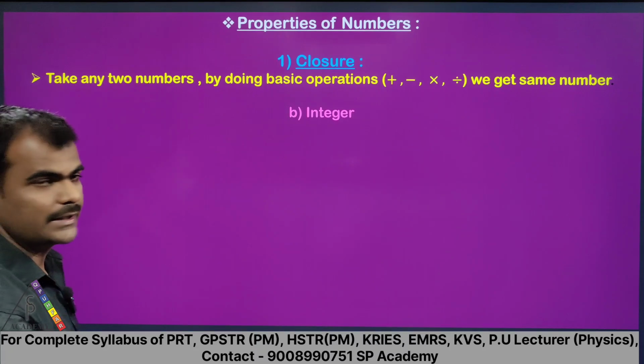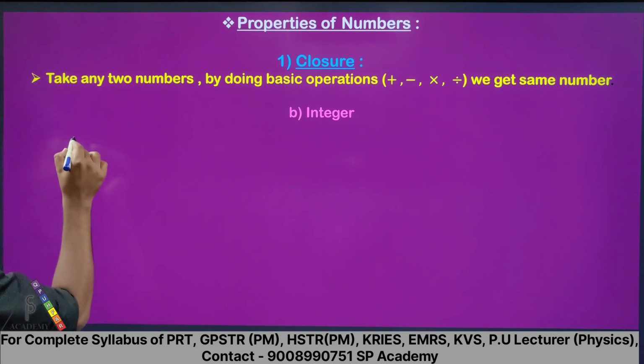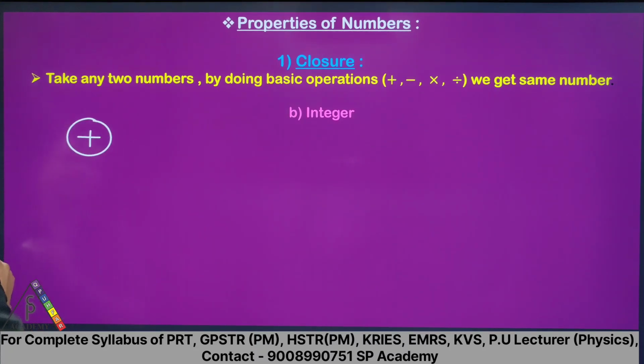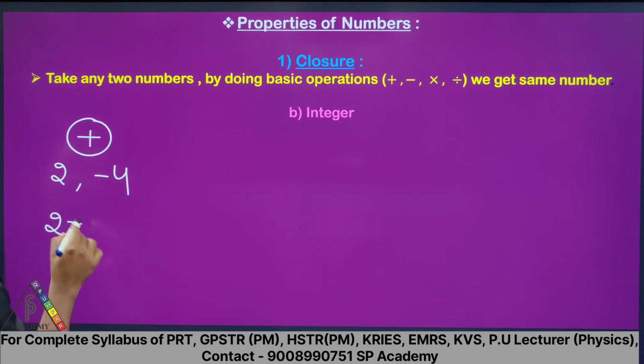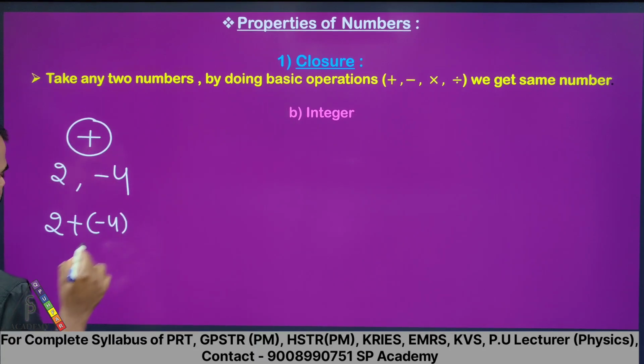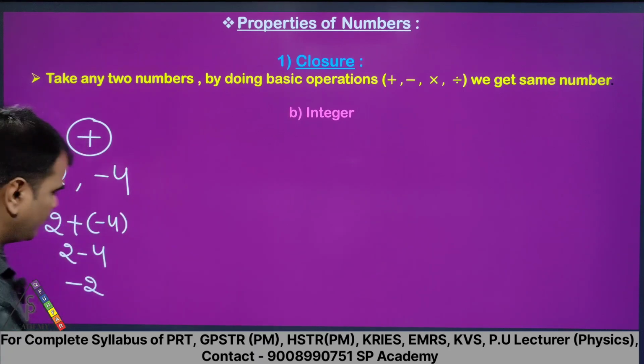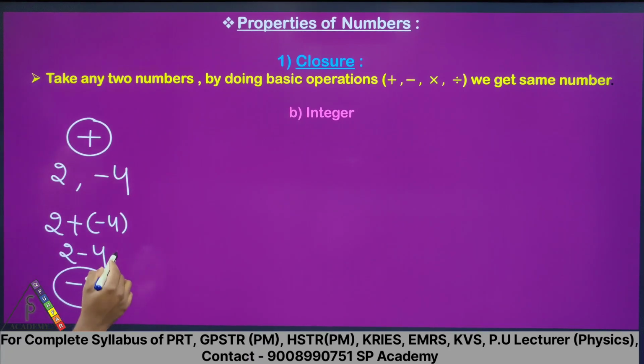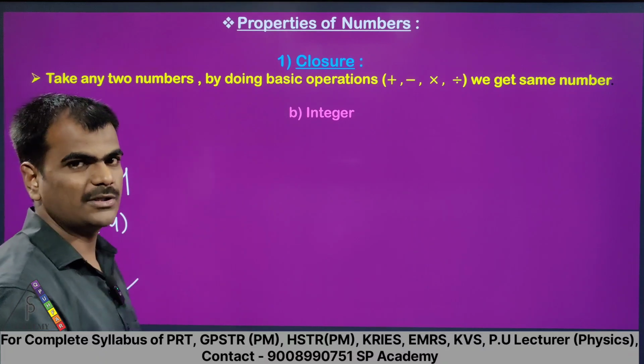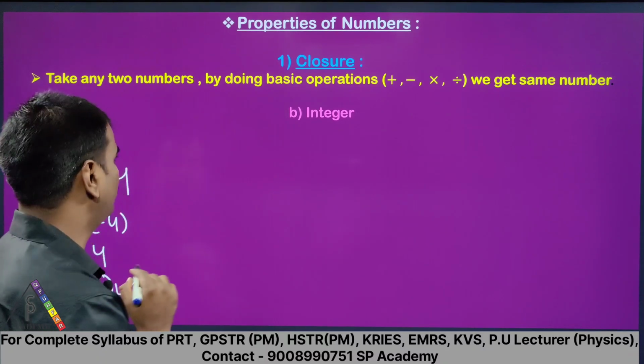Next, we'll see for integers. First, addition. For addition we'll take two numbers. One is 2 and another one is -4. When you add these two, 2 plus -4, that is 2 minus 4, that is -2. When you add two integers, we'll get another integer. Therefore, the closure property for integers under addition is valid.